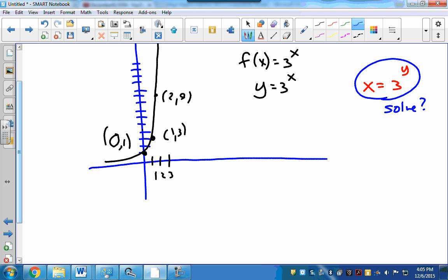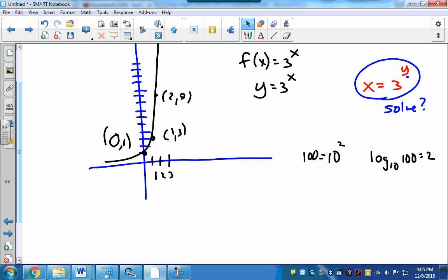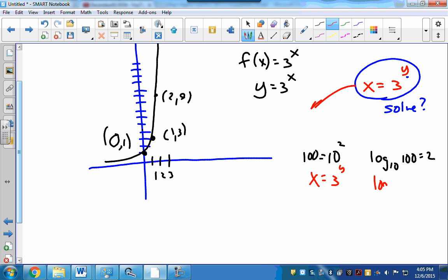And now you're wondering, how might you solve for y? Well, basically we want to get this y by itself, and that's the exponent. So we know how to do that. We have a translation key. Once again, I'll go back to, 10 squared is 100, and log base 10 of 100 is 2. So if I just take this red equation, x is 3 to the y. We're trying to get the y by itself. So we're going to write log base 3 of x equals y.